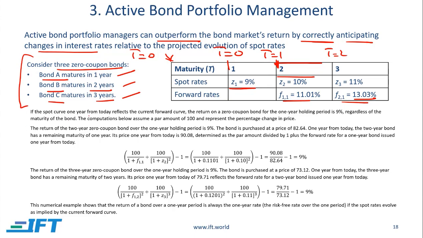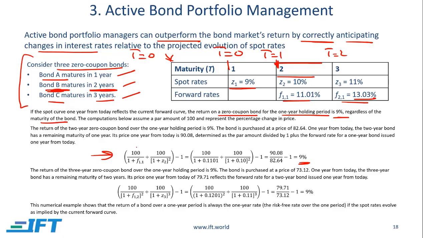If the spot curve 1 year from today reflects the current forward curve, the return on a zero coupon bond for the 1 year holding period is 9%, regardless of the maturity of the bond. The computations are shown here. For a 1 year bond, that's obvious, because if we buy the bond at time 0, it's a 1 year bond, the spot rate is 9%. So by definition, that bond will give a return of 9%. But what if the investor buys bond B, which is a 2 year bond? Here also, it can be shown that the return is going to be 9%. And you can see the calculations here.